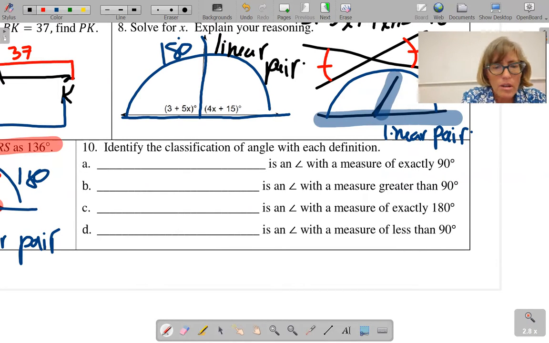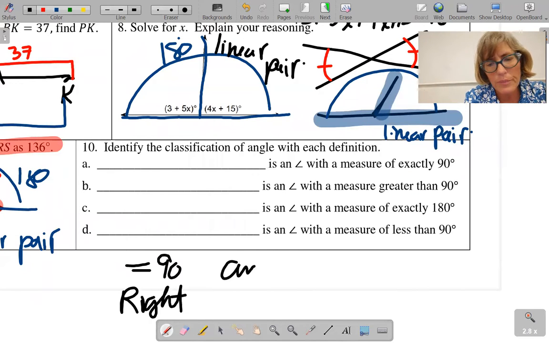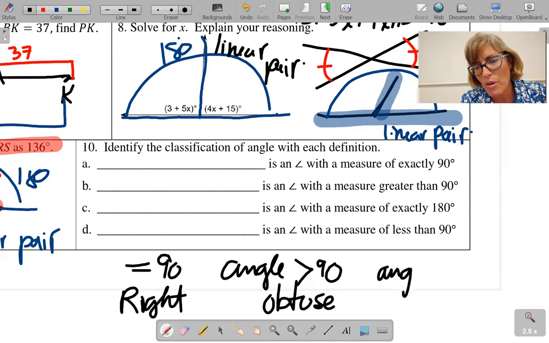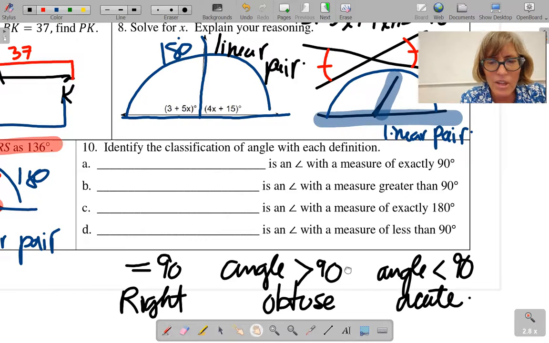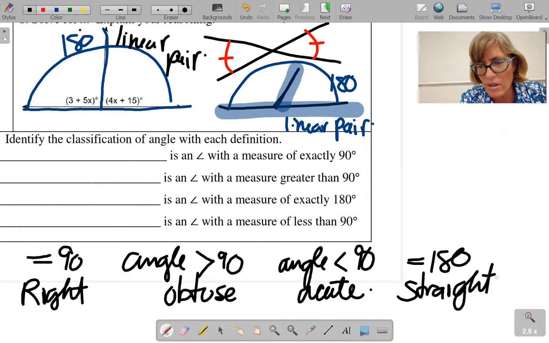Alrighty. Equal to 90 is right. If an angle is bigger than 90, of course, it's obtuse. If an angle is less than 90, it's acute. And if it is exactly 180, we call that a straight angle.